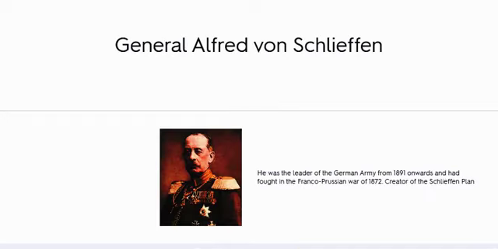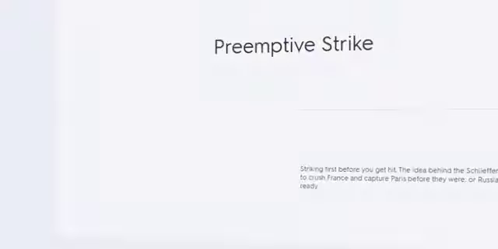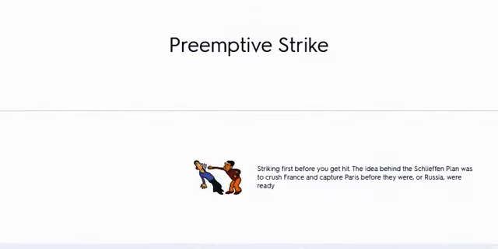General Alfred von Schlieffen. He was the leader of the German army from 1891 onwards and had fought in the Franco-Russian War of 1872, creator of the Schlieffen Plan. Preemptive Strike. Striking first before you get hit. The idea behind the Schlieffen Plan was to crush France and capture Paris before they or Russia were ready.